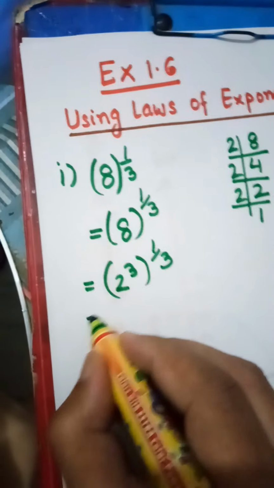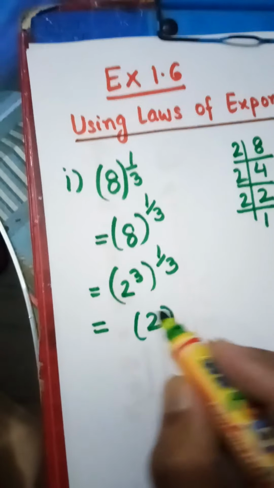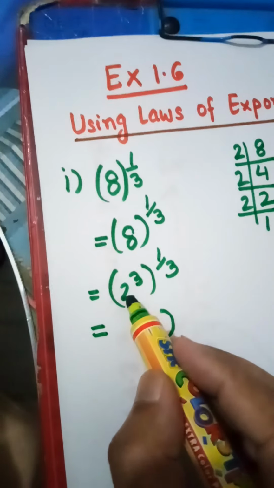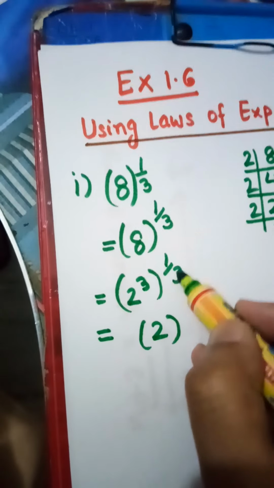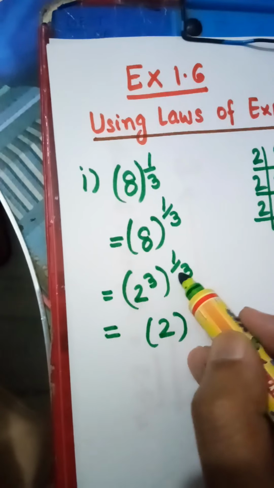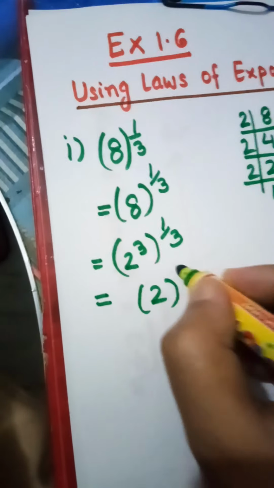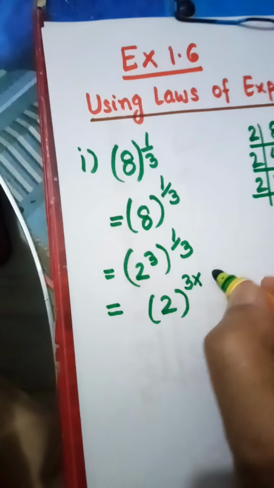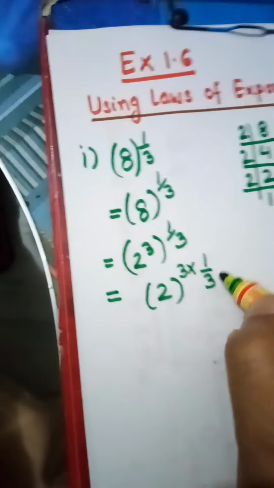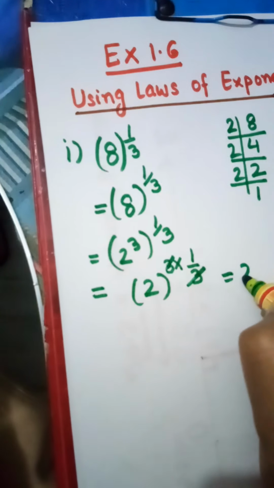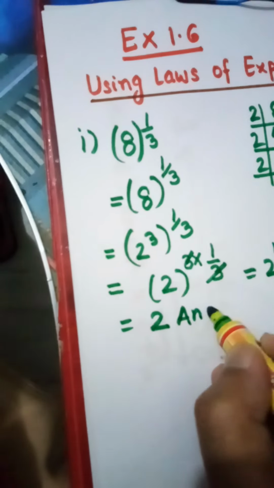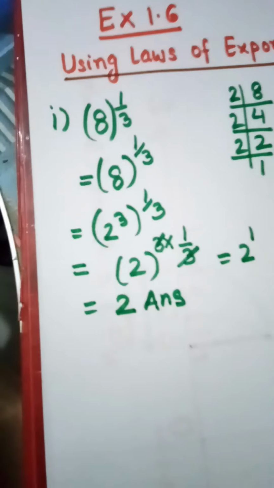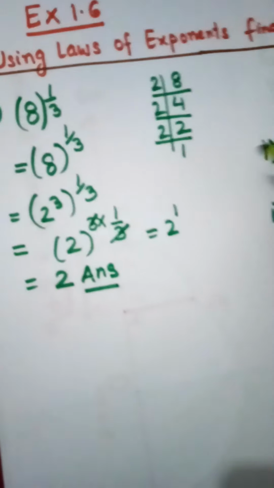Now here I am using the law of exponents: any number raised to power m and whole raised to power n, we multiply both the exponents. So here 2 was the base, m was 3 and n was 1 upon 3. Can you see the cuttings over here? You are left with 2 raised to power 1, and you know very well that 2 raised to power 1 is 2 only. So this gives us the answer for the first part, and now we are done with the first part.